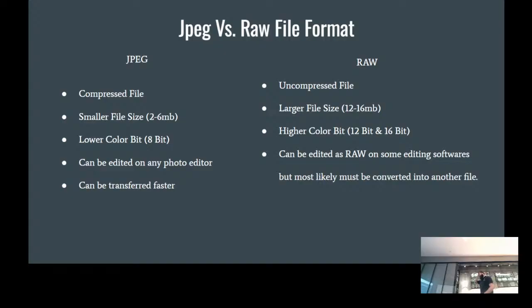Now RAW, on the other hand, is uncompressed, meaning it's larger. File sizes start at 12 to 16 megabytes, but they can go all the way up to 50 to 60 megabytes, depending on your camera and the settings that it has.